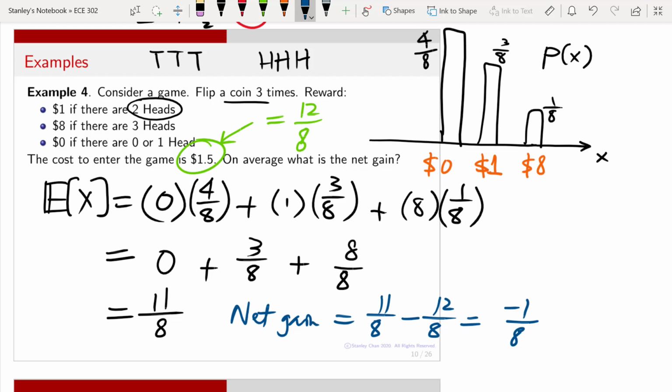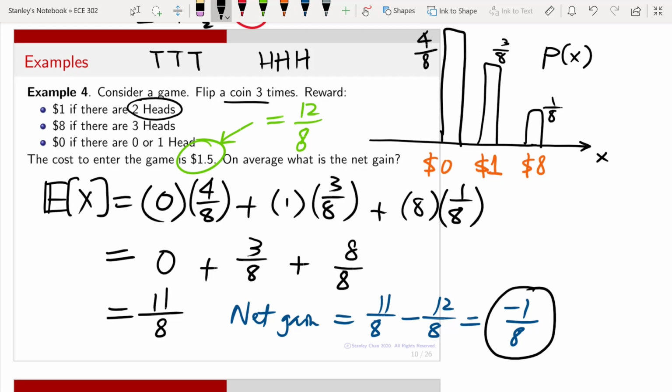So what does it mean? This example shows you that on average you are going to lose. It does not mean that if you enter the game once, you will lose. Because if you enter the game once, this is completely random, and so you will have a good chance of getting 3 heads. Who knows? Okay, but if you play the game long enough, meaning that you just keep playing the game, then on average, you will start to lose money.